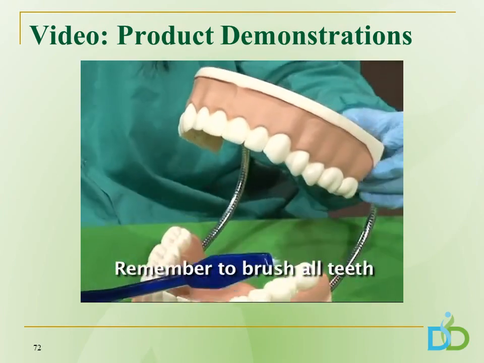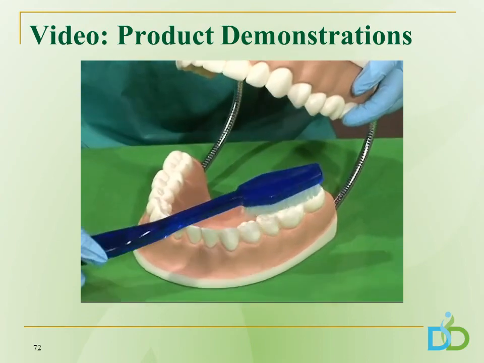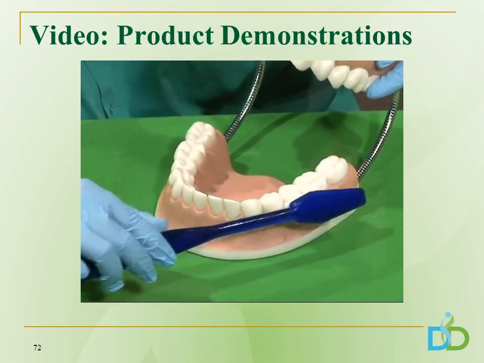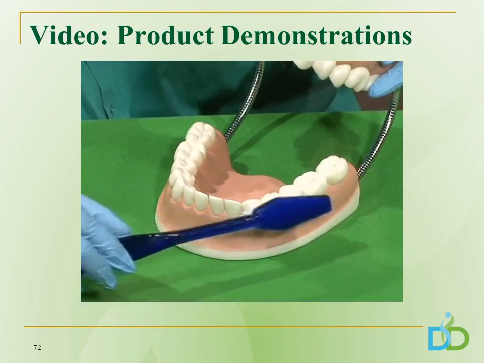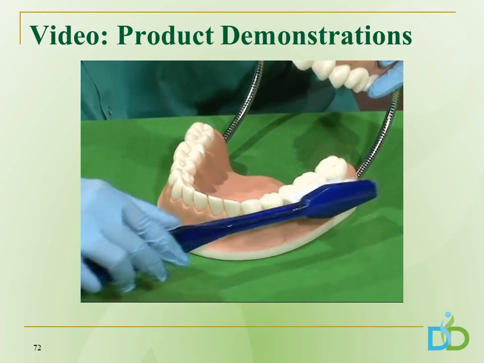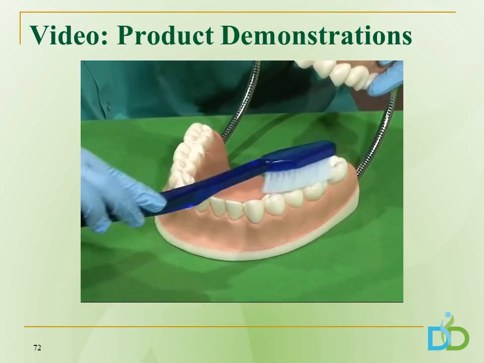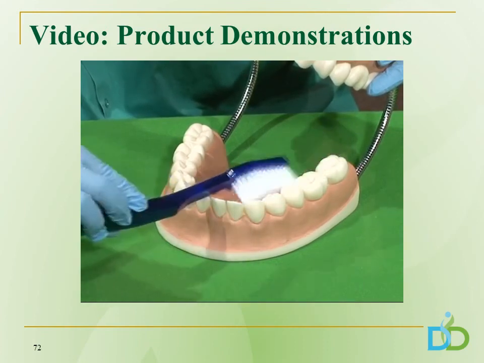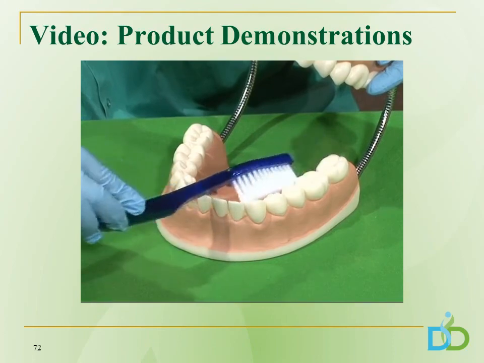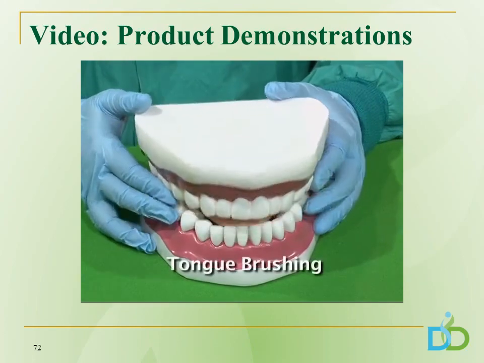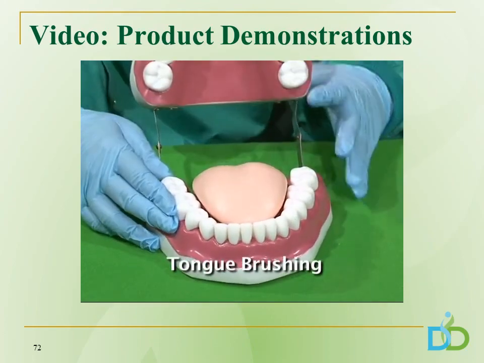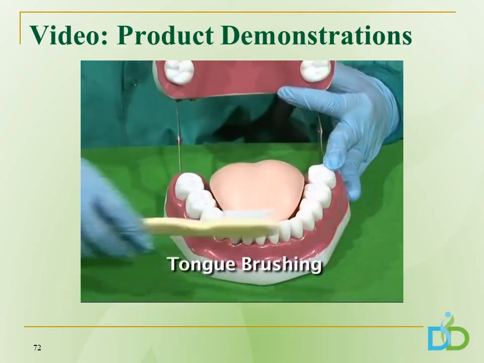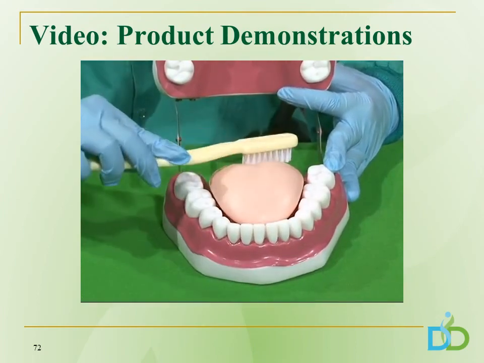And as far as the bottom, you do the same. Start on the outside cheek surface of the teeth, and then the biting surface of the teeth, and then the tongue side of the teeth. And this model has a tongue, which you can use a toothbrush to brush the tongue.